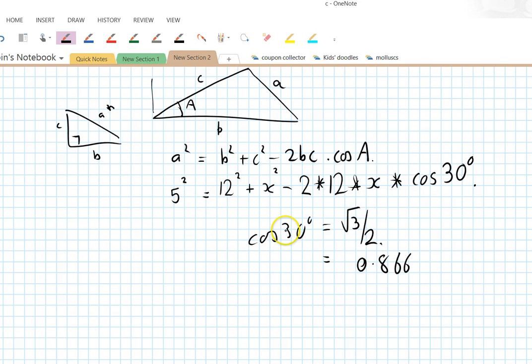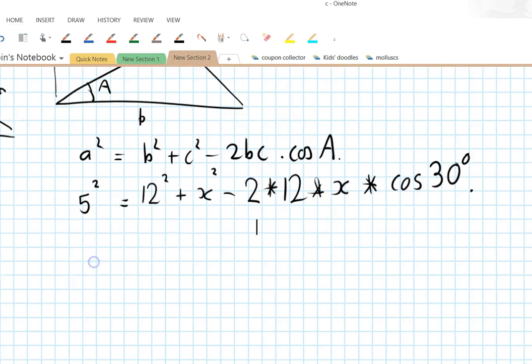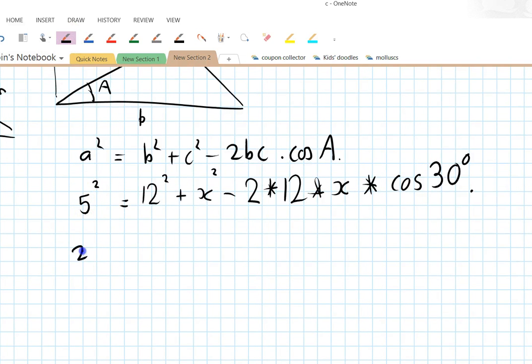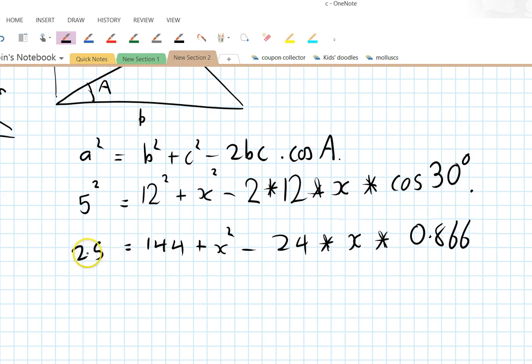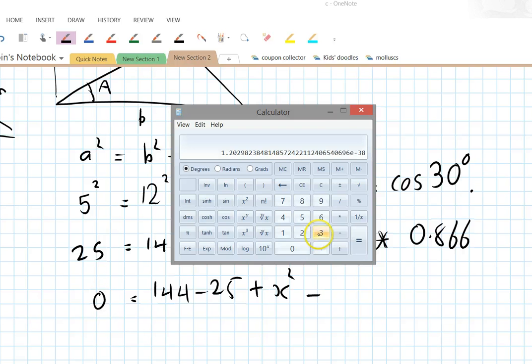Here's our equation here. I'll just put a lasso around that and kill that, so I can put my next stuff here. So 5 squared, of course, is 5 5s, which is 25, equals 144, because it's just 12 squared, plus x squared, minus 24 times x times cos 30, which is 0.866. So 0 equals 144 minus 25, because I've taken this 25 over the other side, plus x squared, minus, let's work out this coefficient here, it's 24 times 0.866. So I may as well do it exactly.